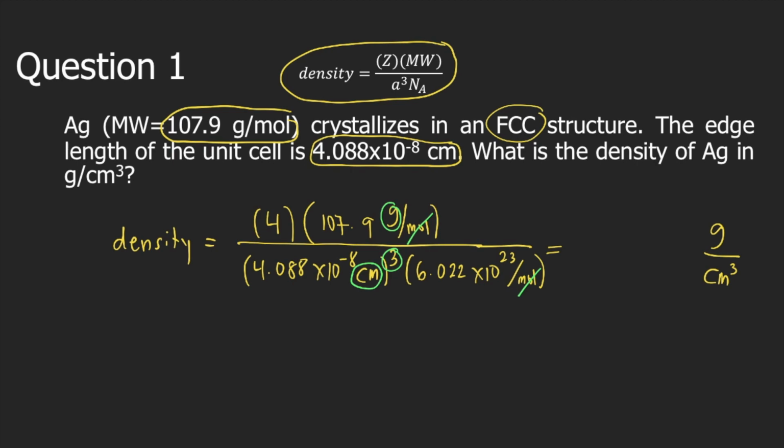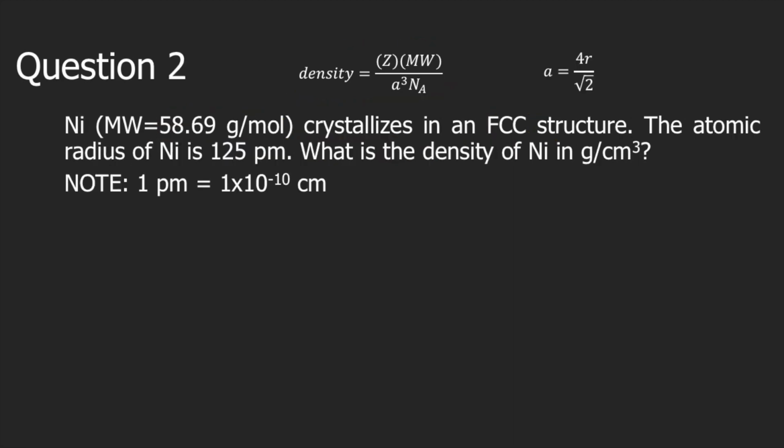Now grab your calculator and type the entire equation: 4 times 107.9 divided by the cube of 4.088 times 10 raised to negative 8, times Avogadro's number, 6.022 times 10 raised to 23, and you will get the answer 10.49 grams per cubic centimeter. So this will be the density of silver. For question number 2, you can pause the video, try to answer this on your own, and then get back if you have the answer.